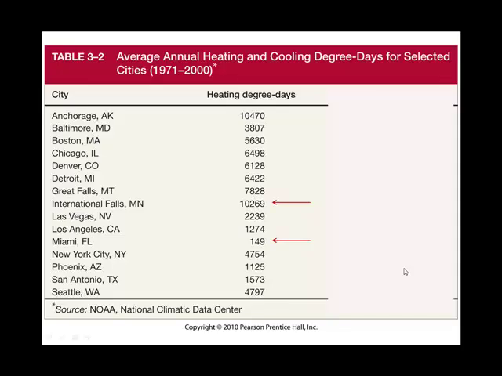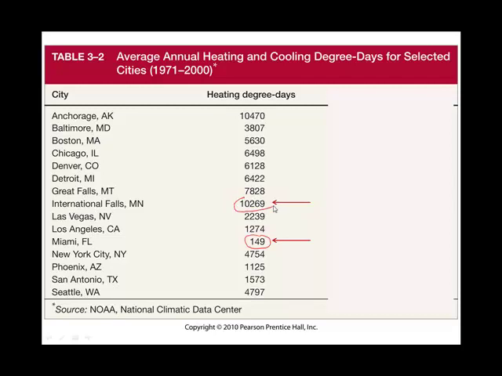So I have a couple of columns here. The first column, aside from the city, the column after the cities, is the heating degree days. The higher the number here, the more you have to run your heater. So I thought this was kind of neat because in Miami, Florida, they only have 149 heating degree days. So they barely have many days and degrees below 65 degrees throughout the year.